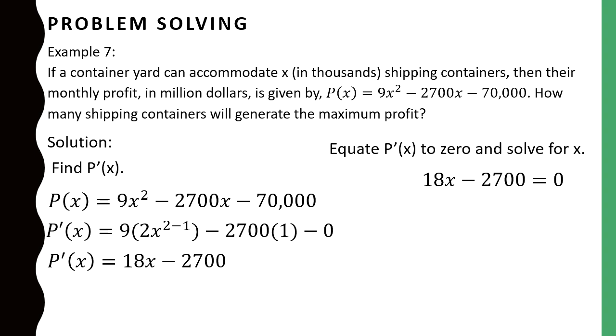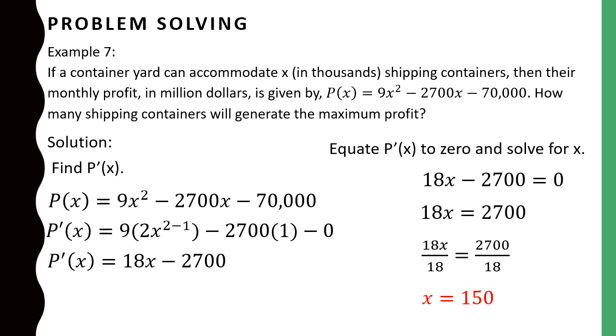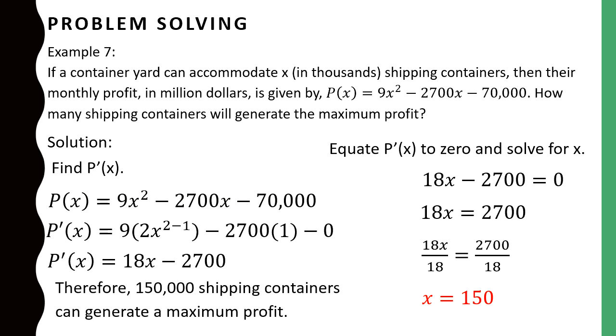So, first thing to do, we transfer 2,700 to the right side of our equation. And we will have 18x equals positive 2,700. To eliminate 18, we divide both sides of our equation by 18. And we simplify, we now get x equals 150. Therefore, we can say that 150,000 shipping containers, because x is in thousands, can generate a maximum profit.